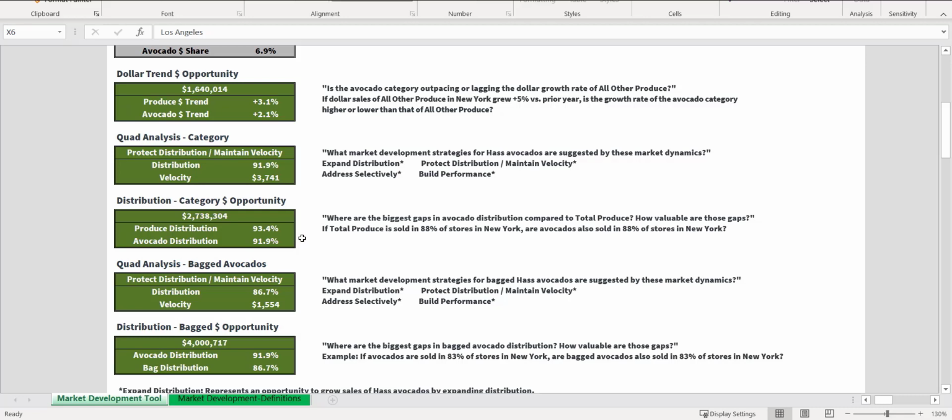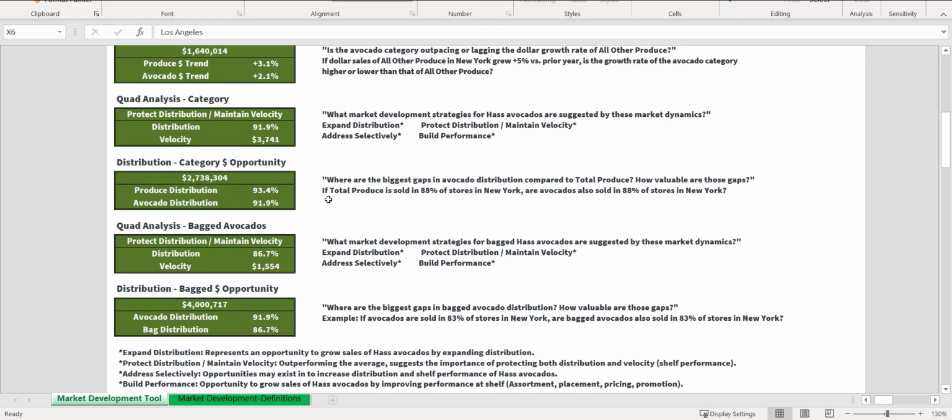On velocity, avocados show an average of almost $3,800 spent weekly on avocados, and this is the highest amount on average among all the markets that we monitor. Therefore, the recommendation here for this market of Los Angeles is to protect it. On distribution, produce and avocados are very close, but still there's some room to grow. Bagged avocados show good potential based on how distribution and velocity compare to the category as a whole, and also bagged distribution is lagging compared to total avocados.